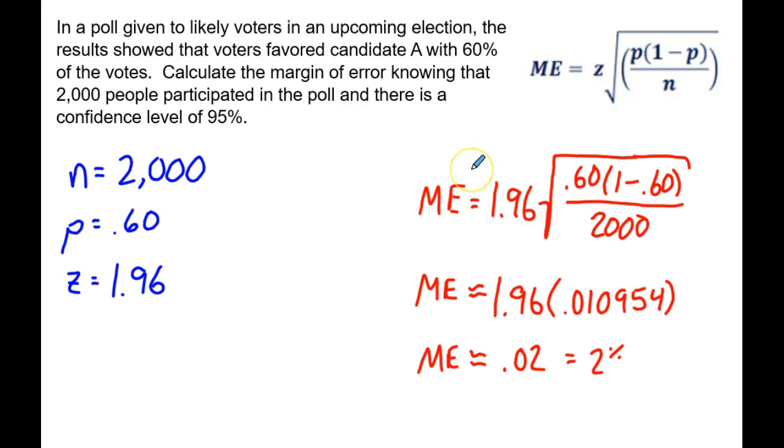Plugging in those values, you get the margin of error equals 1.96 times the square root of 0.60 times 1 minus 0.60 divided by 2,000. So the margin of error is approximately 1.96 times 0.010954, which simplifies down to approximately 0.02, which is 2%. So if we had a poll with 60% voting in favor of candidate A, 2,000 people participated, we want a 95% confidence level. We had to find that value of z, plug it into the formula, and we get a margin of error of 2%.